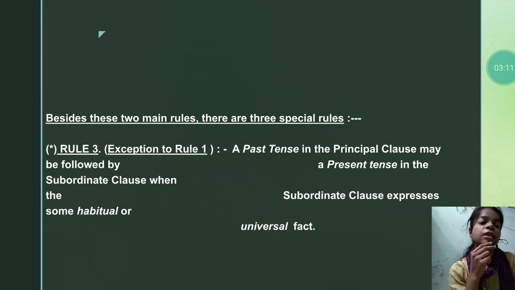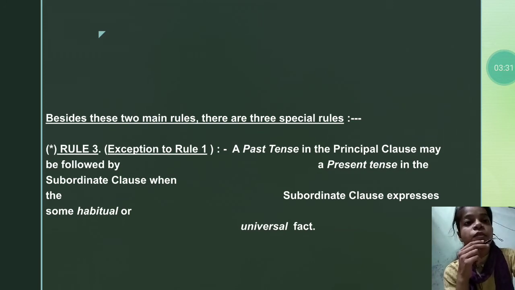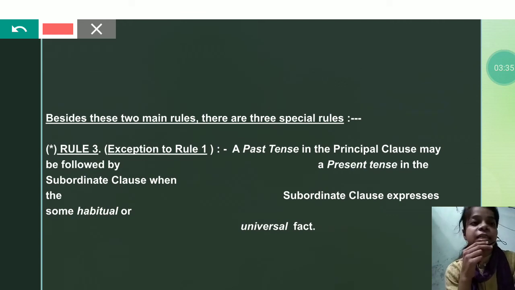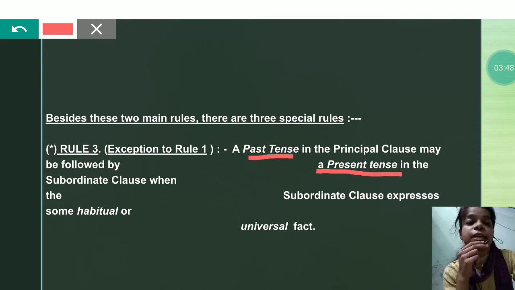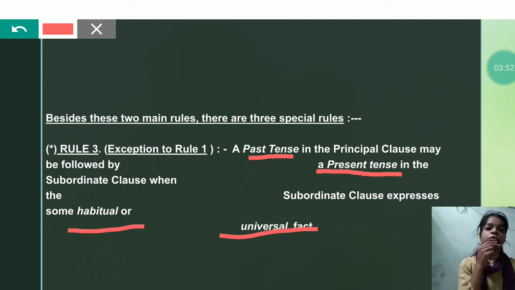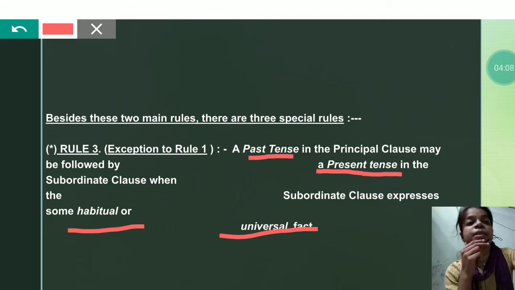Now, there are three special rules besides these two main rules. You can call them exceptions. The first exception is that a past tense in the principal clause may be followed by a present tense in the subordinate clause when the subordinate clause expresses some habitual or universal fact. That means whenever we have to express any universal fact or habitual action, we use present tense in the subordinate clause while there is past tense in the principal clause.